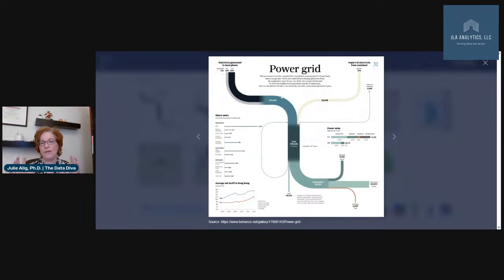Notice in that first viz that I shared with you, you had a horizontal Sankey, and then you also had a vertical one, right? So here's a vertical one. This is interesting because we start up here at the top with electricity from the local plants, and then what they've imported from the mainland, right? So you get those two streams coming together, and then where does it go? That's interesting. I like that.